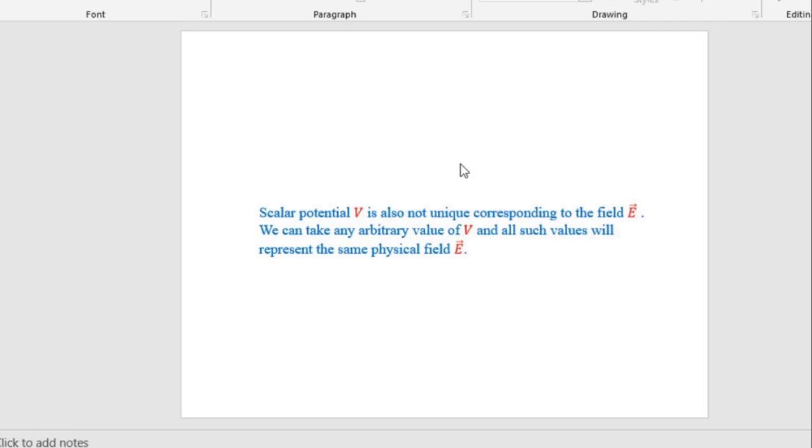Now we can see exactly the same property in the formulation of the scalar potential V also. That means the scalar potential V is also not unique, like the vector potential, corresponding to the field E. We can take any arbitrary value of V, and all such values will represent the same physical field E. So let us have a look at it.